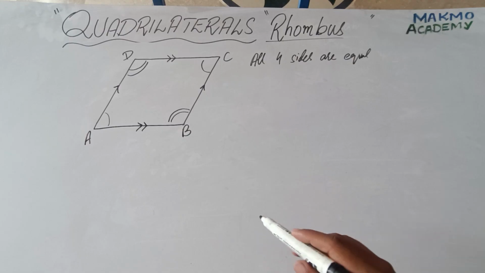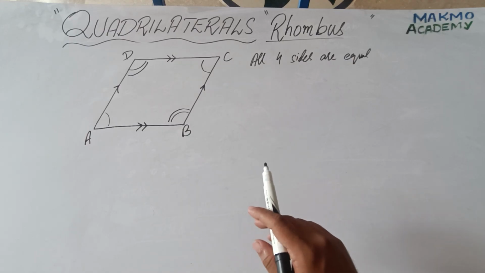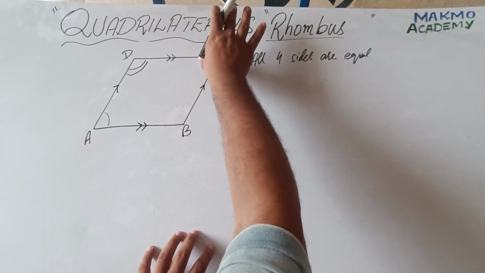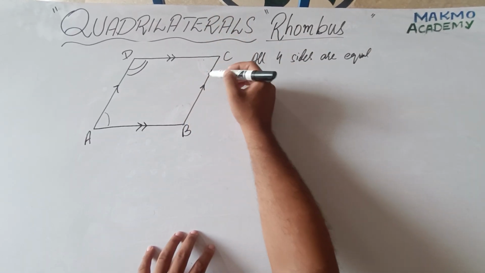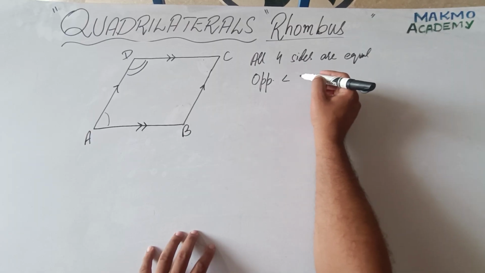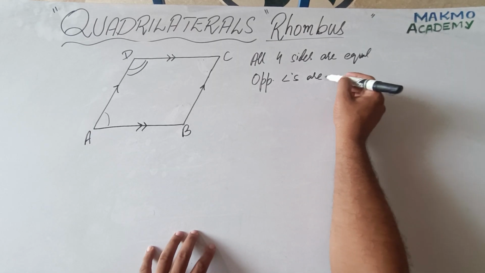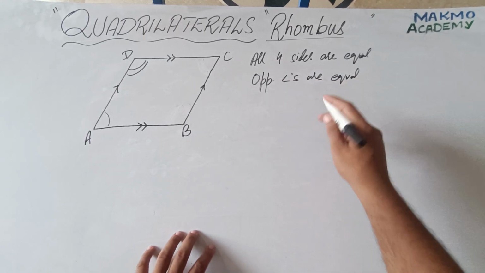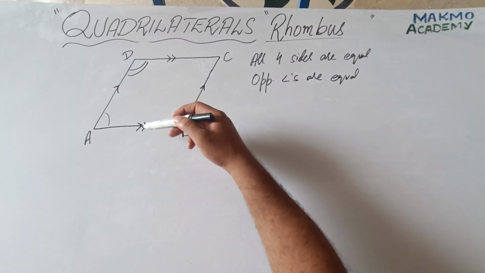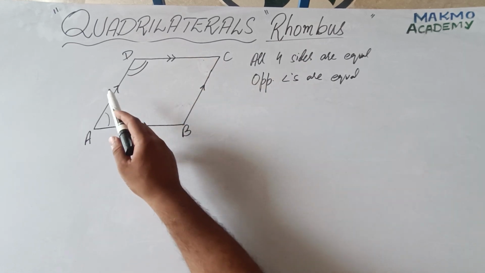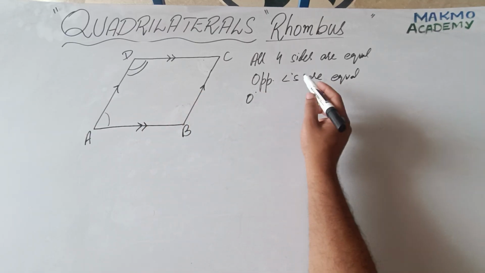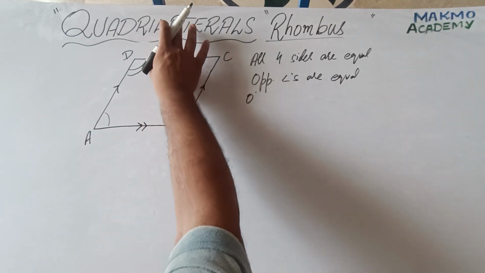After that, diagonals bisect each other at right angle. So let's discuss the property of diagonals. Actually, let's write this property as well, otherwise we will forget. Opposite angles are equal. And the basic properties I have not written, like opposite sides are parallel and equal. Opposite angles are equal as well. We have written this.